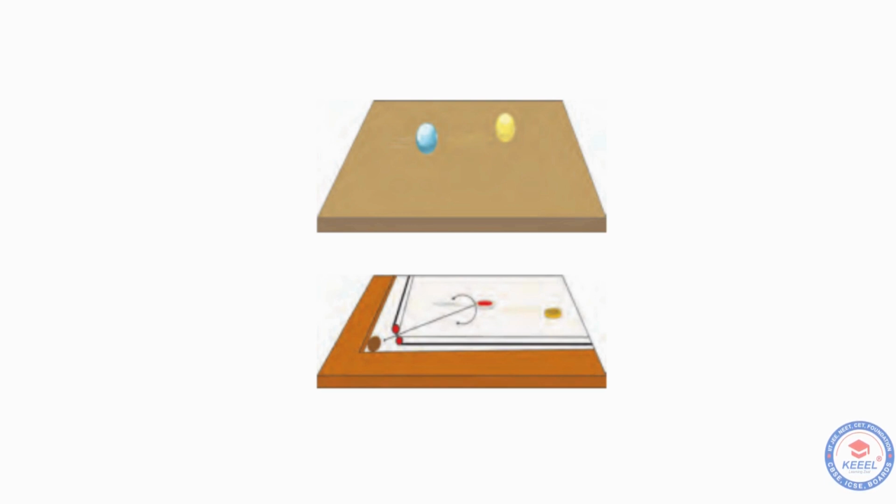Types of force. Contact force acts when objects touch. Example, kicking a ball, dragging a bag. Non-contact force acts from a distance. Example, gravity pulling objects down, magnets attracting iron.